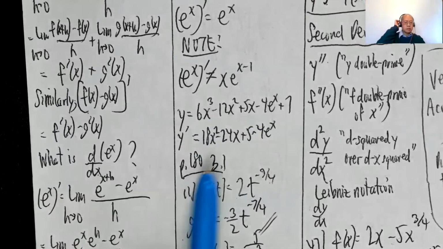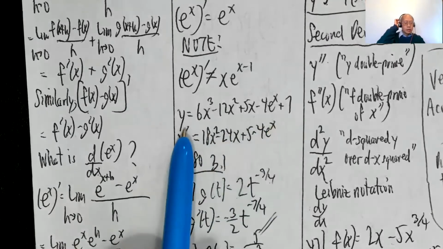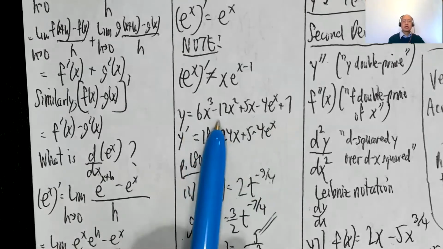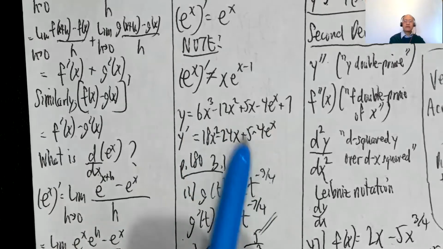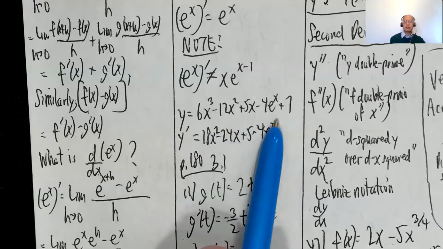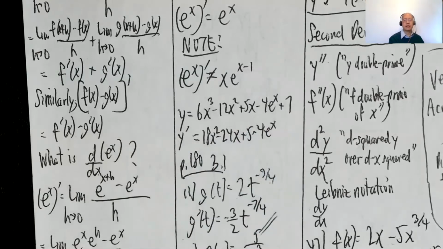Well, it's the derivative of this plus the derivative of this. Just go on down the line. So the derivative of this is 18x squared minus 24x plus 5 minus 4e to the x, and the derivative of 7 is 0. So we're done there.